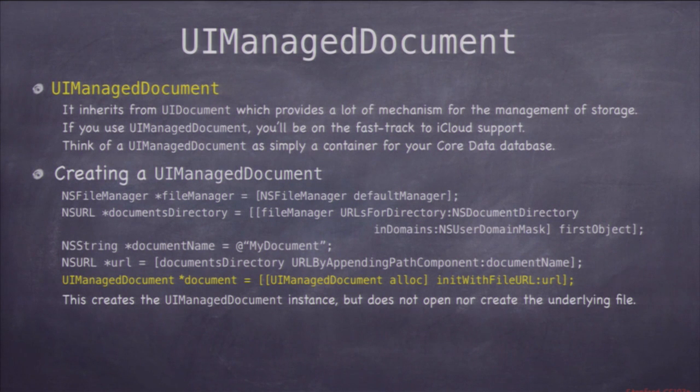So now you have the URL. You just say alloc init to create a UIManagedDocument. But you've only alloc init'd it. You haven't actually created it on disk. It doesn't exist on disk yet. So we have some work to do to make this thing exist on disk. And how do we do that? Well, we have to create it if it doesn't exist, and we have to open it if it does exist. In other words, we've used it before.